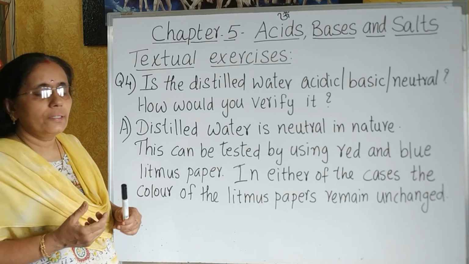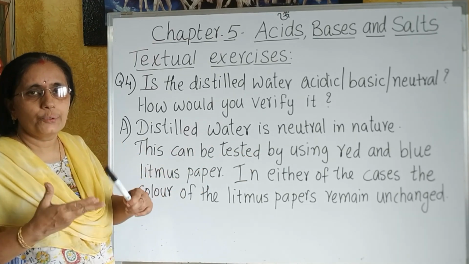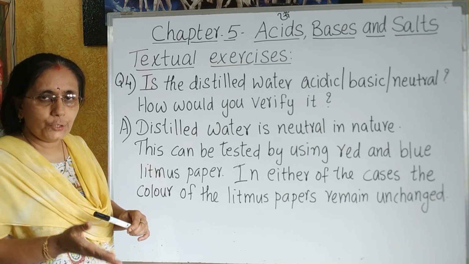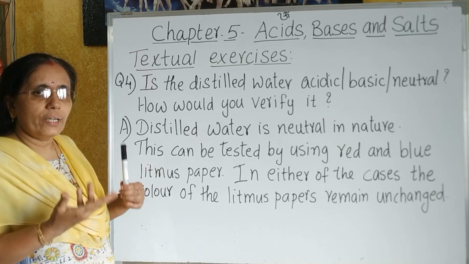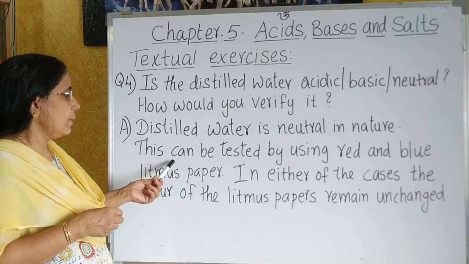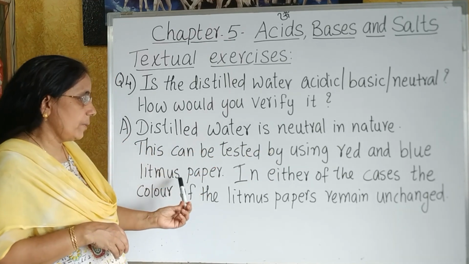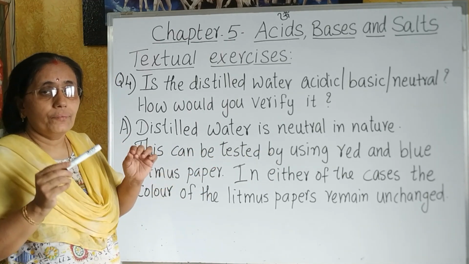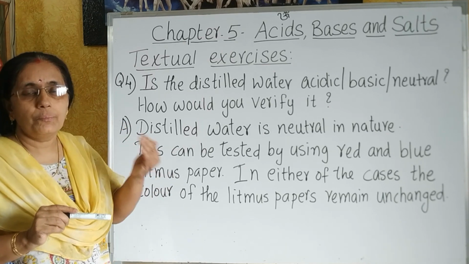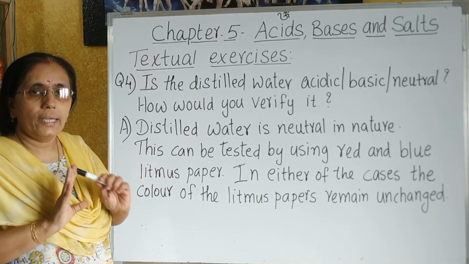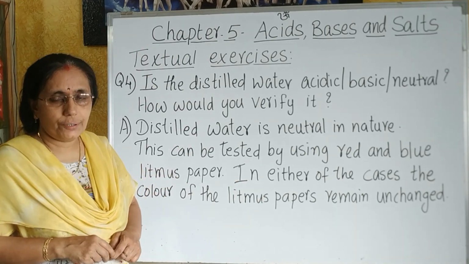See, distilled water, as you know, is neutral in nature. That is, drinking water usually is neutral in nature, that you have seen in the activity also. How can we check that? It can be tested by using red and blue litmus papers. In a neutral solution, both litmus papers, red and blue, will not show any color change. That means its color remains unchanged.